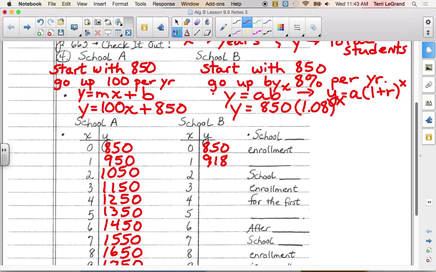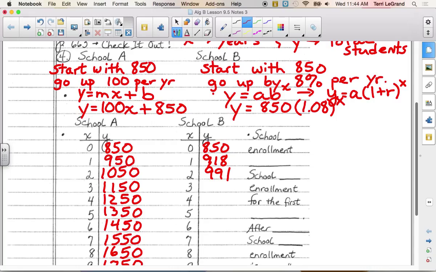Multiply that by 850 again, the original amount. And we're gonna round that to the nearest whole person, so what's that one gonna be? 991. Tell me what you're doing. Okay, so I did 1.08 to the first power, and then times 850.